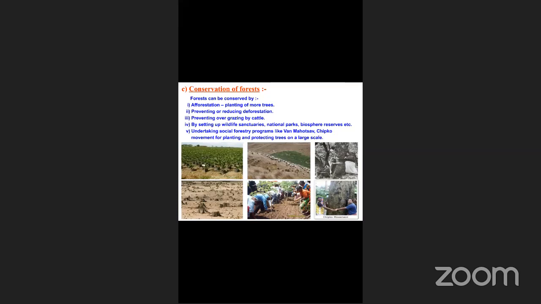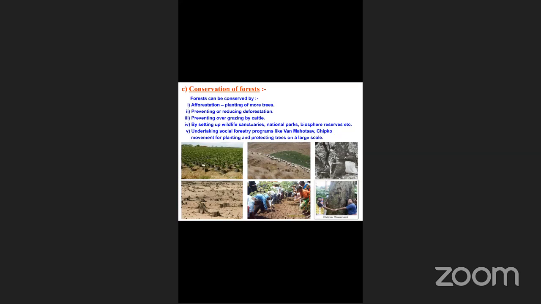we can conserve the forest. And by setting up wildlife sanctuaries, national parks, biosphere reserves, etc. So that a natural environment we can give for the wildlife, okay, and we can also conserve the forest.